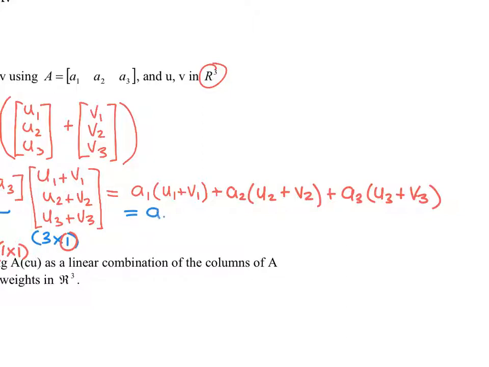Distributive property: A1 U1 plus A1 V1, plus A2 U2 plus A2 V2, plus A3 U3 plus A3 V3.